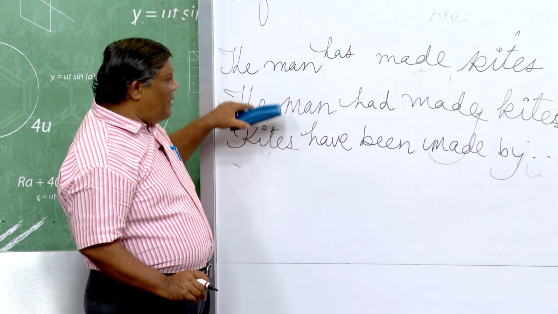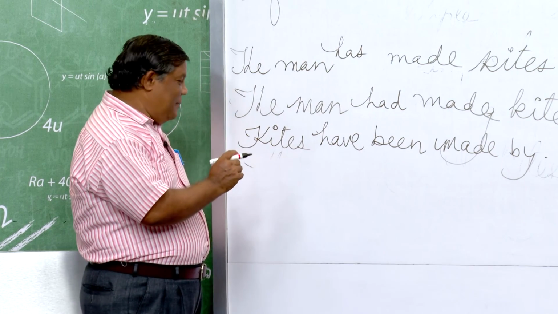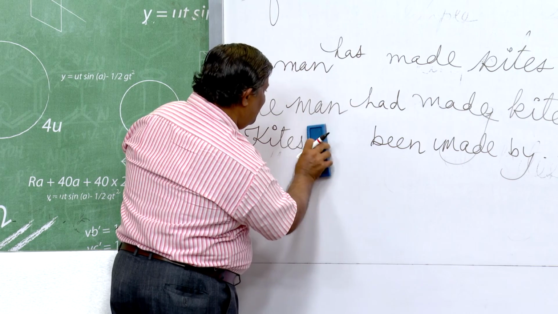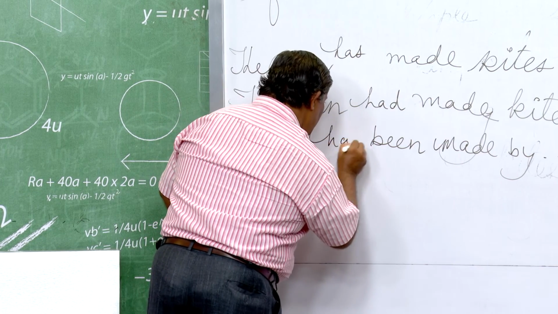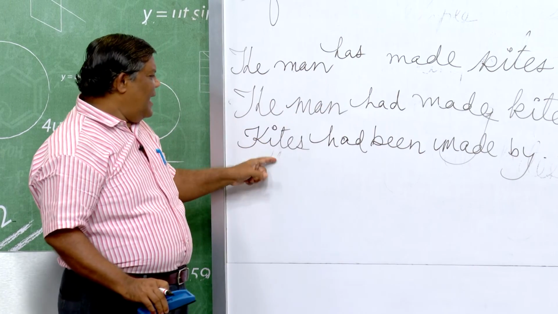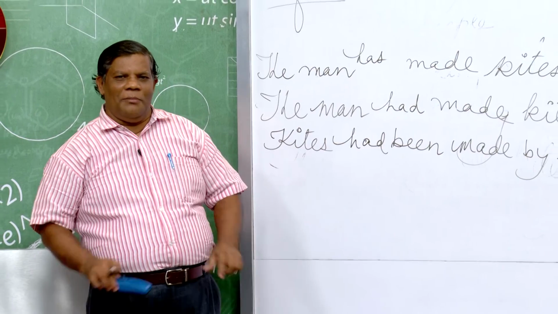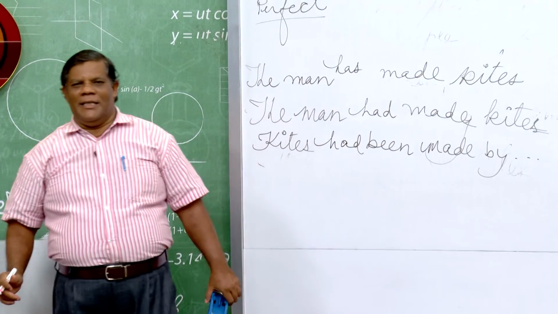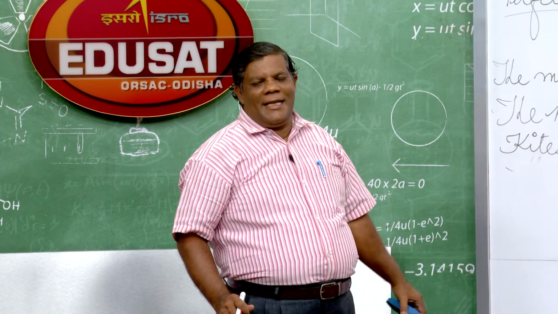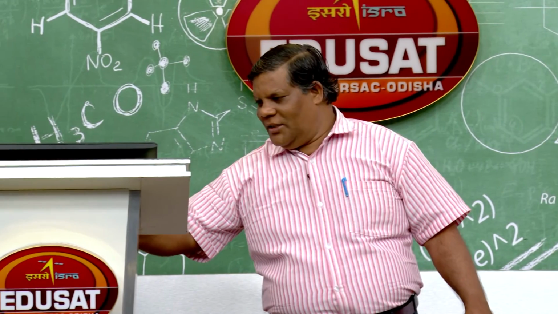And now come to the past perfect form. When the past perfect form is passivized, only a change is here: "had". The man had made kites, kites had been made by this man, by the man, very simple. So present tense or past tense, whatever it is, only a simple change can make the difference. Present or past, so there is no problem as such.